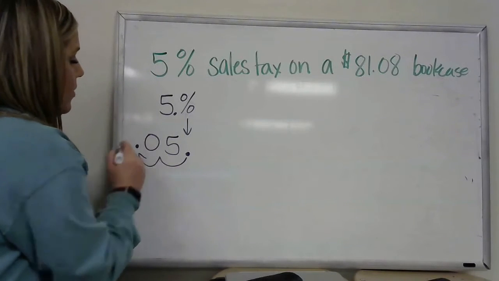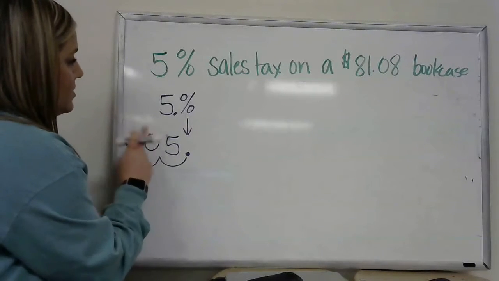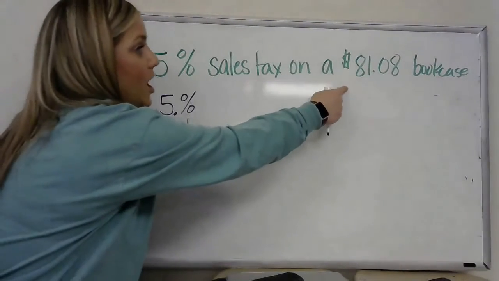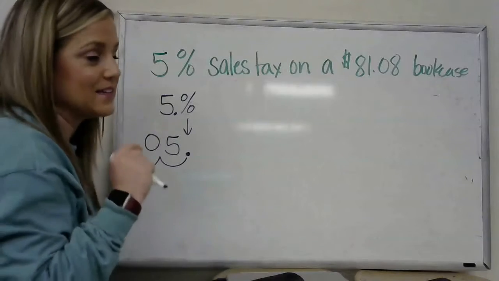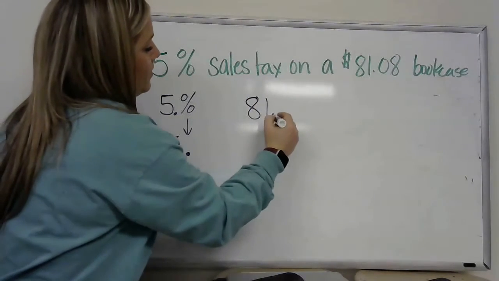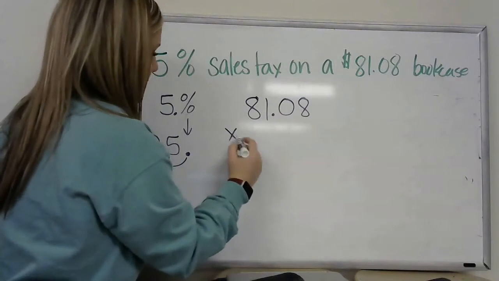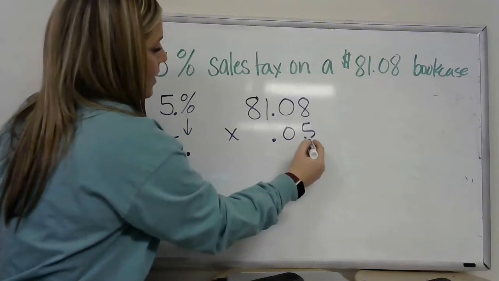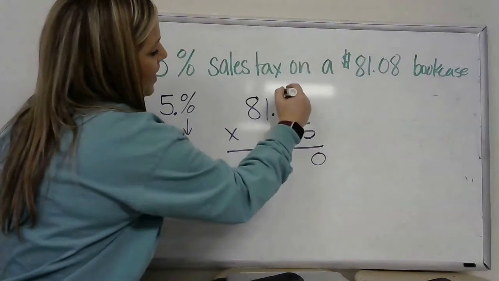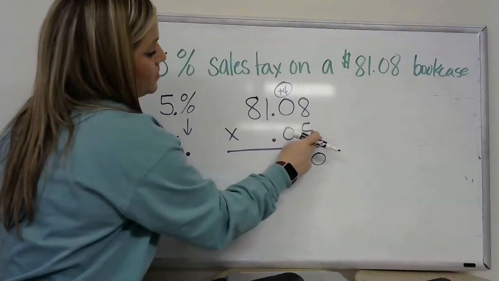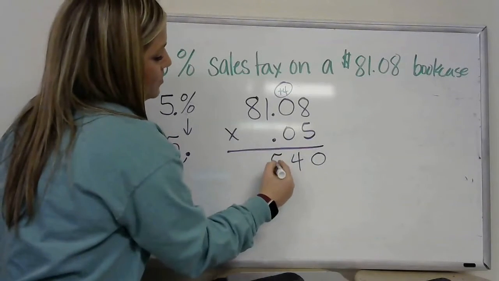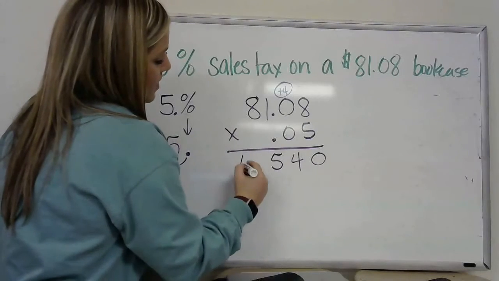All right, so now we got to add a 0. So now we have 0.05, okay? So what we're going to do is find 5% of $81.08. That means we're going to be multiplying, right? So we're going to do 81.08 times 0.05. Now 8 times 5 is 40. The 0 can stay, the 4 got to go. 0 times 5 is 0, plus 4 is 4. 1 times 5 is 5, and 8 times 5 is 40.